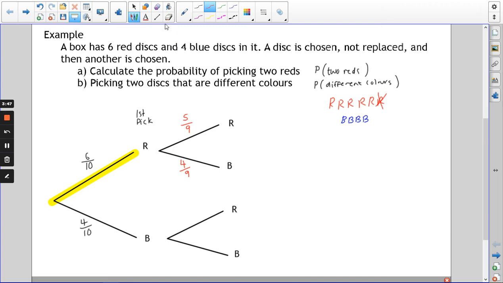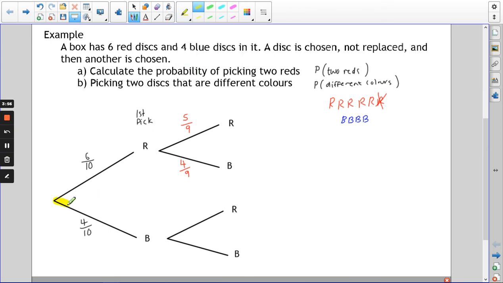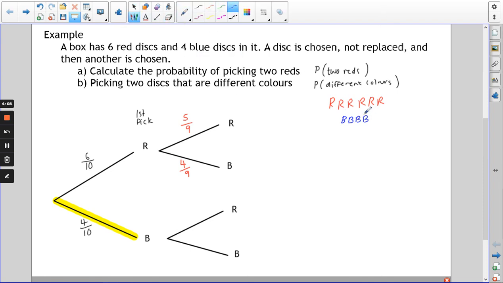Now, when I want to fill out the bottom bit of this tree, let's get rid of that. Let's say, what happens if the first one we pick is blue? Let's get rid of this as well, because we're going back to how we originally were. If I took a blue one out, then when I go back to the box for my second pick, there's not 4 blue ones anymore, there's only 3. So 3 out of 9.